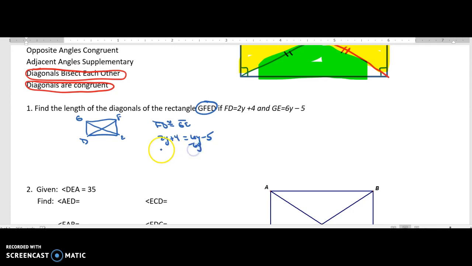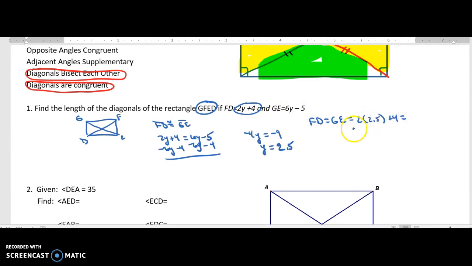And now, when we go ahead and solve, subtract, so we get negative 4y equals negative 9. So y is equal to, divide by 4, and you get 2.5. Now, if y is 2.5, to find the length of the diagonals, you know FD equals GE, so we just pick one of these to plug 2.5 into. So 2 times 2.5 plus 4, this gives you 5 plus 4, which gives you both diagonals have a length of 9 units.